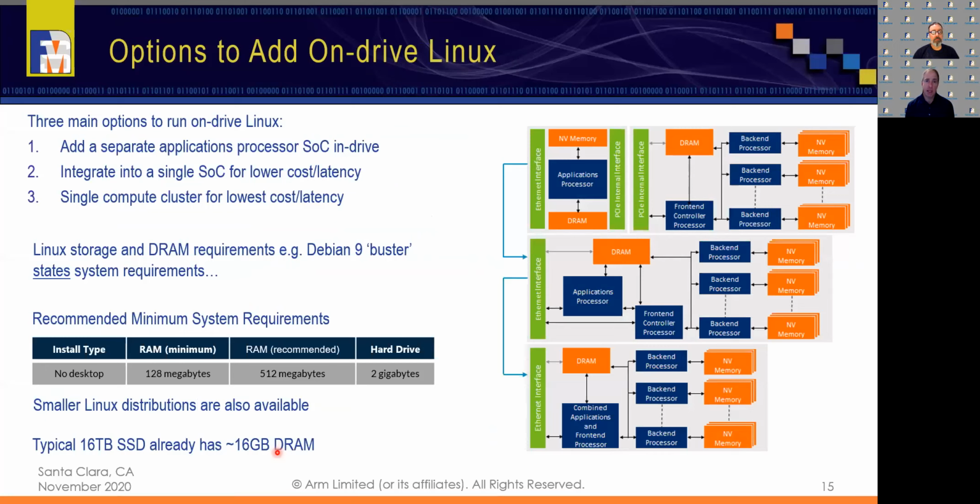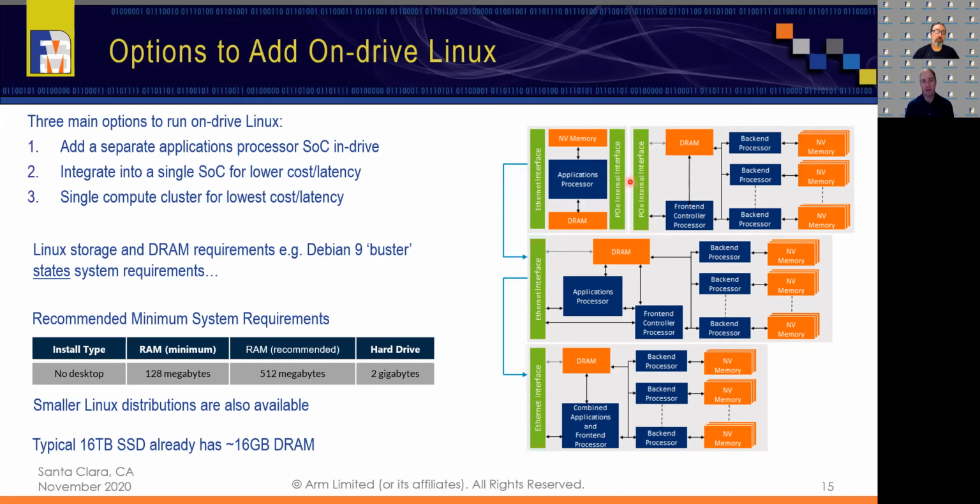So what are the options to add Linux to the drive? Well, if we take a look at these pictures over on the right-hand side, we've got our traditional SSD on the top that's connected to an interposer card or a daughter card that has an applications processor. So it's using a traditional SSD, connecting an interposer card to the front of it with that applications processor. This is a great proof of concept to enable getting an applications processor for running Linux into the drive data path, but it has some challenges.